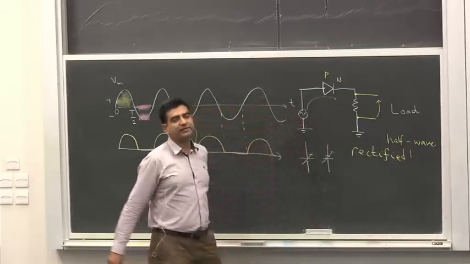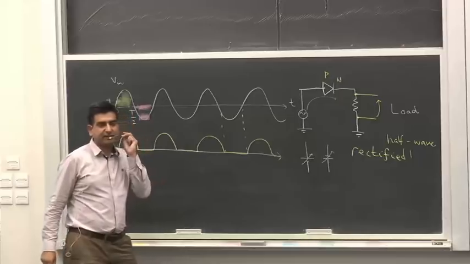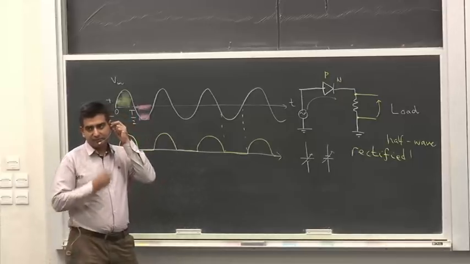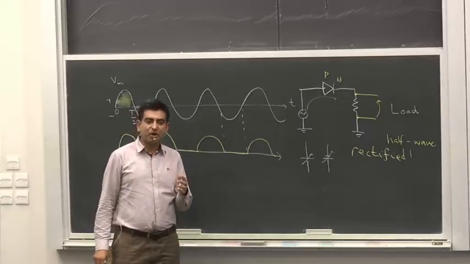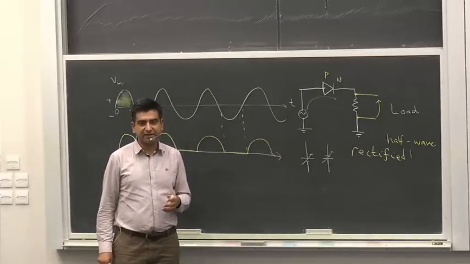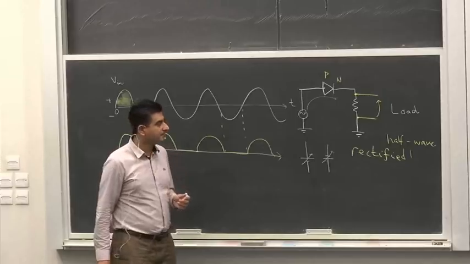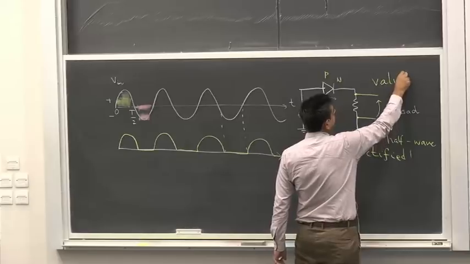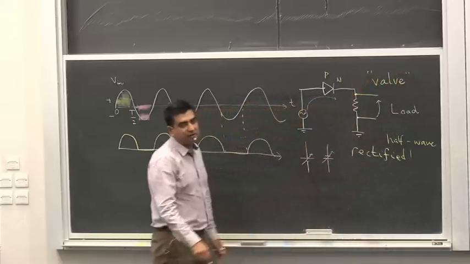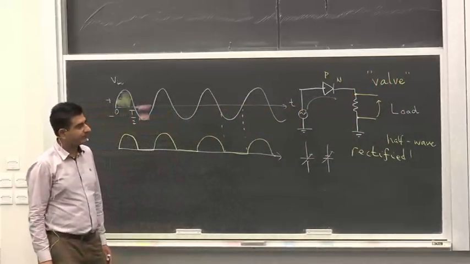So this diode is actually acting like a valve. It allows current to flow only in one direction, and it blocks the current through the other direction. It's like a valve. A one-way valve, a one-way street for the charge carriers.